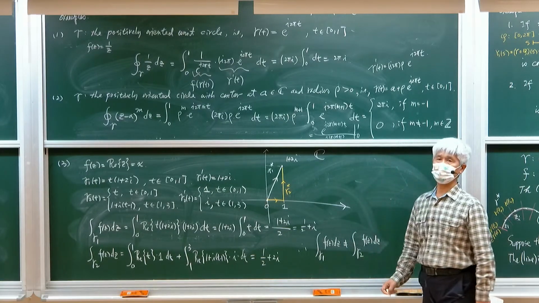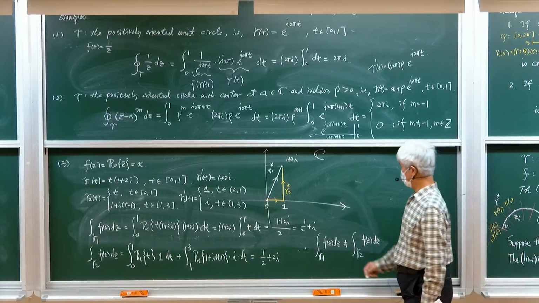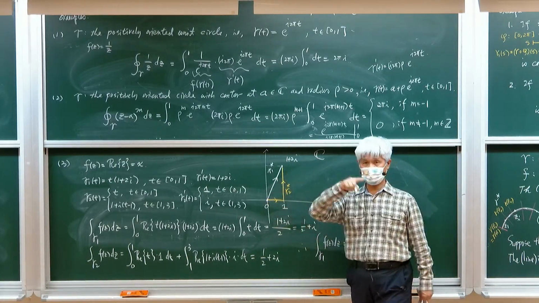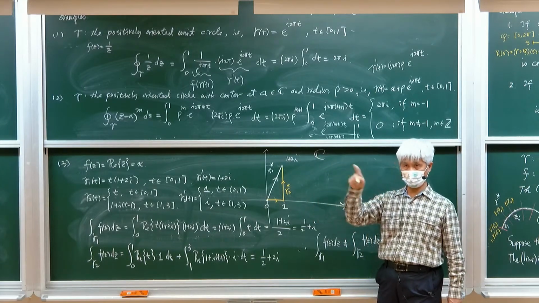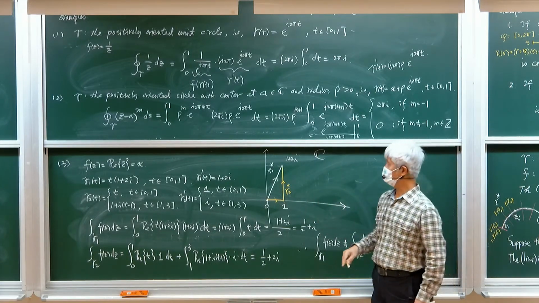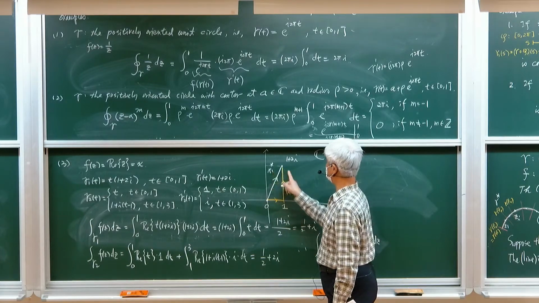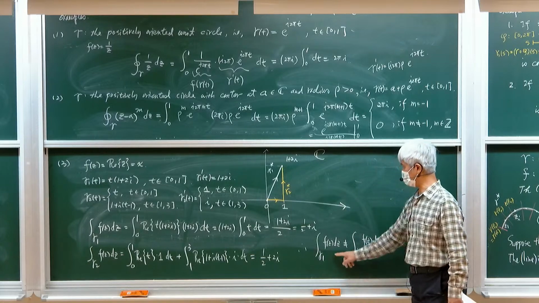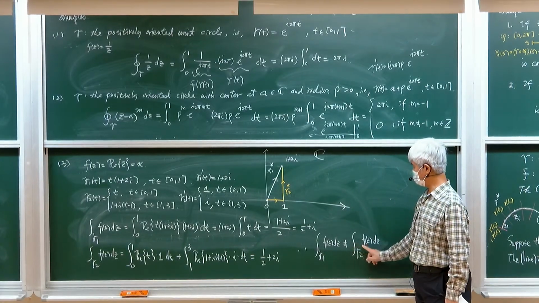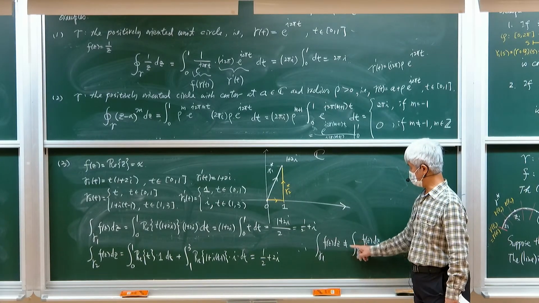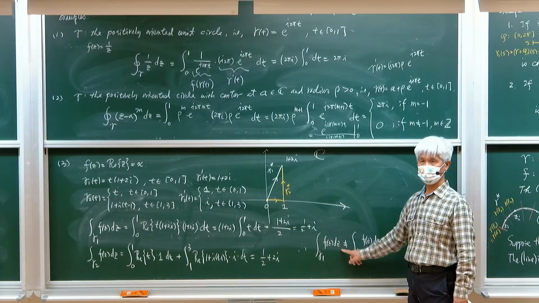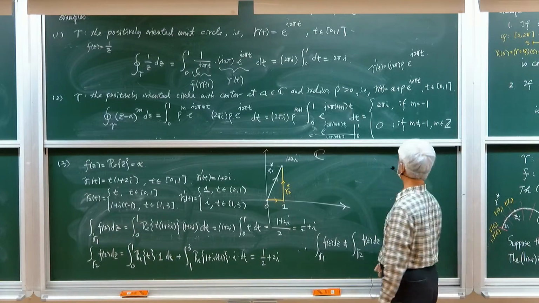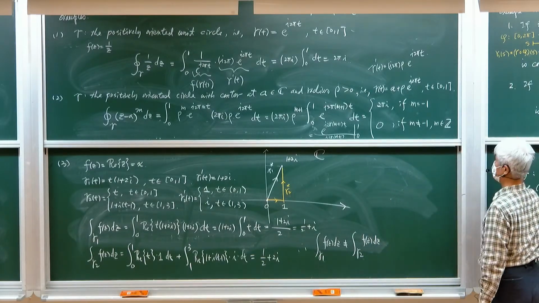So it's possible that even though these two paths, gamma 1 and gamma 2, have the same endpoints but different images, around different paths their integrals will be different. Any questions?